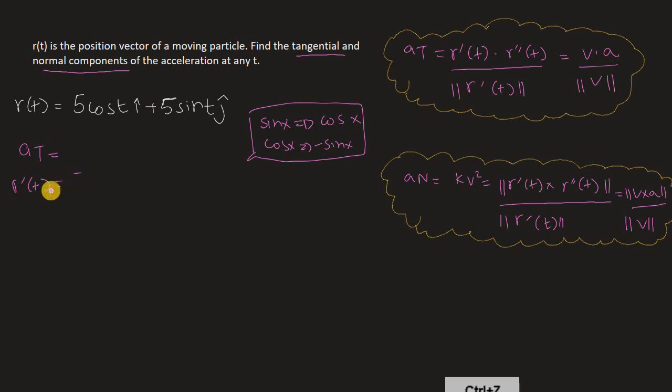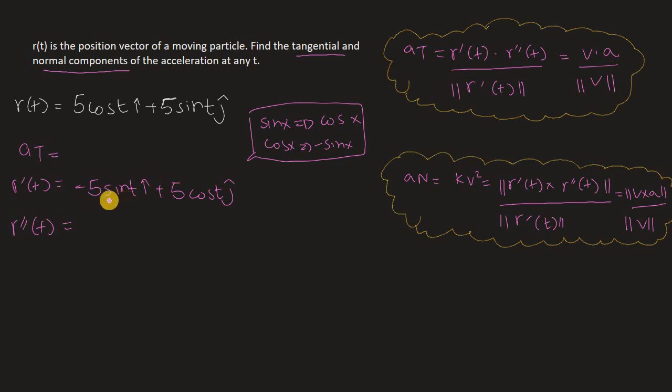This is 5 cosine t, so 5 is a constant, so it stays there, and the derivative of cosine t is negative sine t, and then again the 5 is constant, and what's the derivative of sine t? It's cosine t. So cosine t j hat. Now we're going to find the second derivative. So now let's calculate the second derivative.